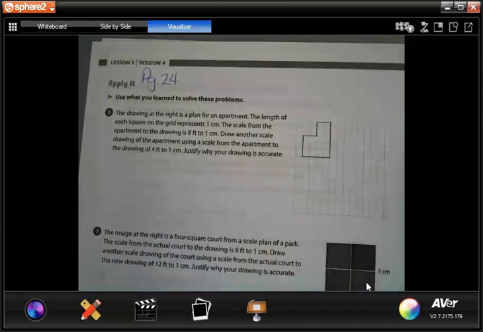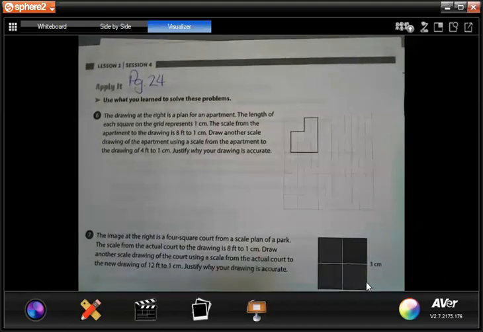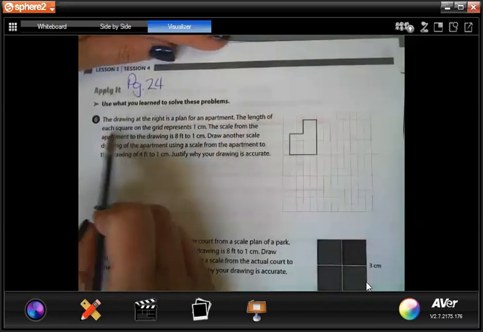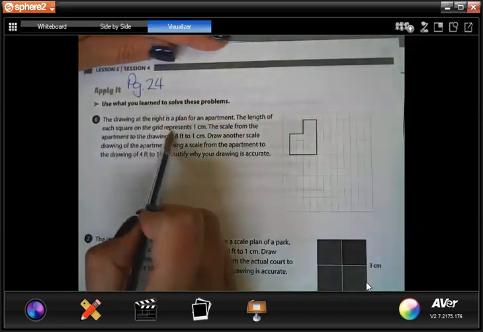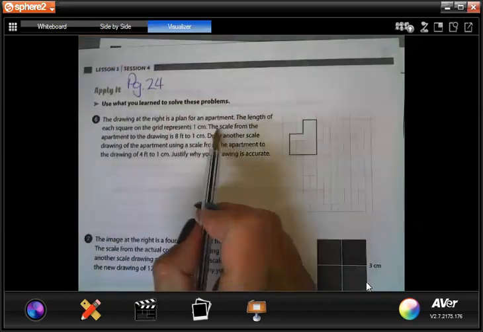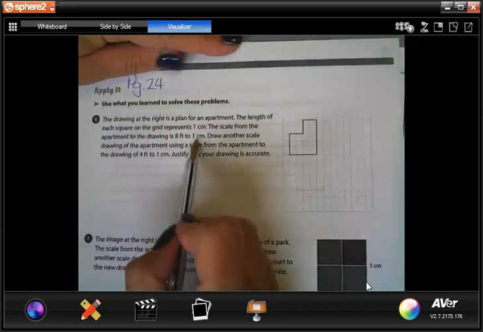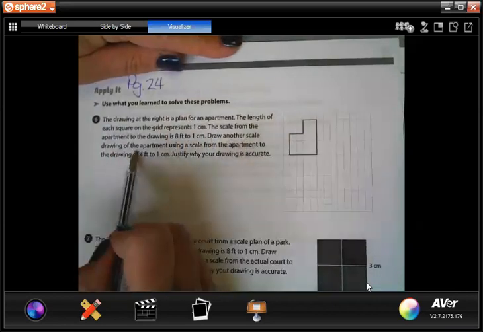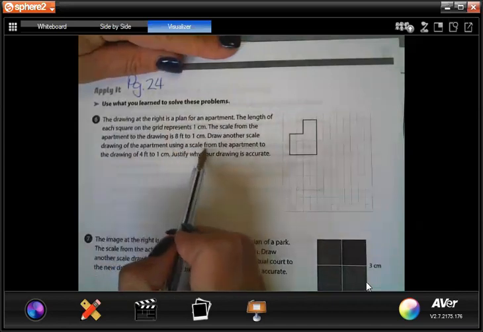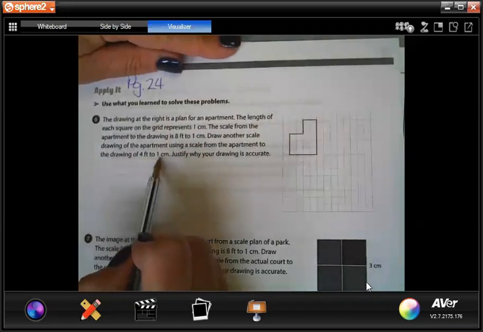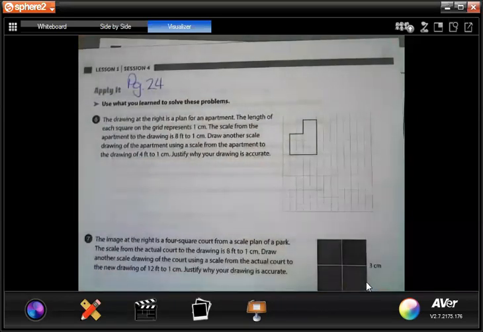Okay, so on page 24, number 6, the drawing at the right is a plan for an apartment. The length of each square on the grid represents 1 centimeter. The scale from the apartment to the drawing is 8 feet to 1 centimeter. Draw another scale drawing of the apartment using a scale of 4 feet to 1 centimeter. Justify why your drawing is accurate. Huge problem, right? There's a lot of stuff going on.